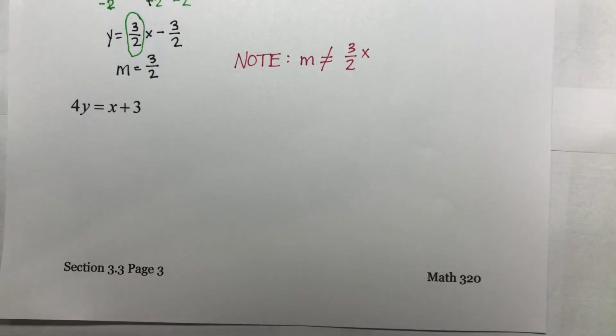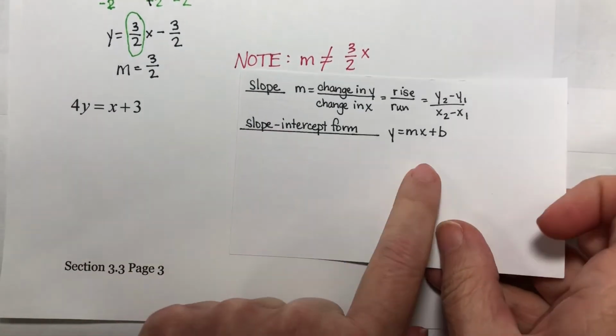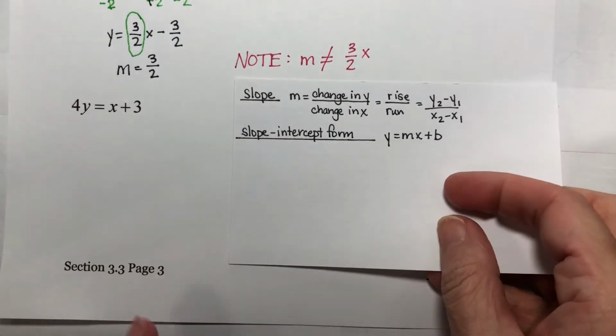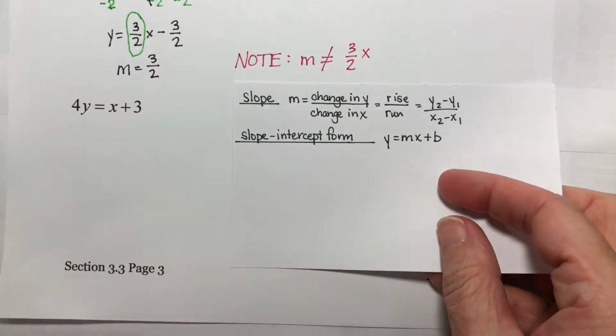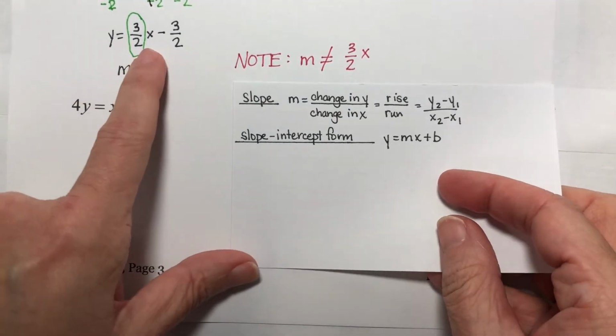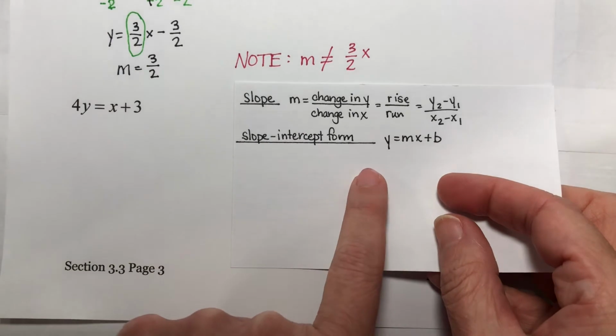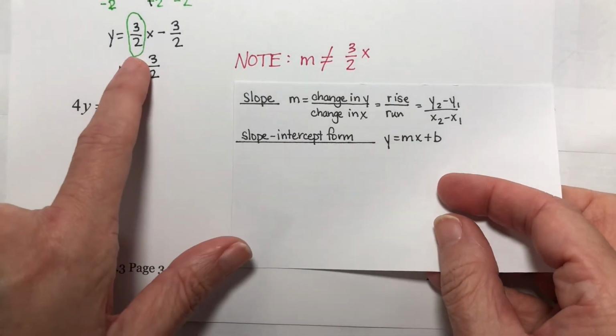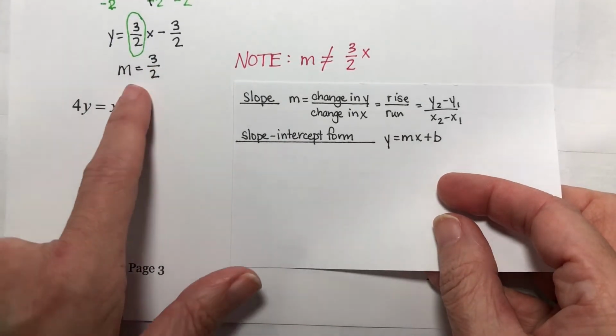This is section 3.3. This is part 4. We have been using the slope-intercept formula to find the slope of a line. What we've been doing is rearranging so that we have y equal to something and match this pattern. Then the coefficient of your x is your slope.